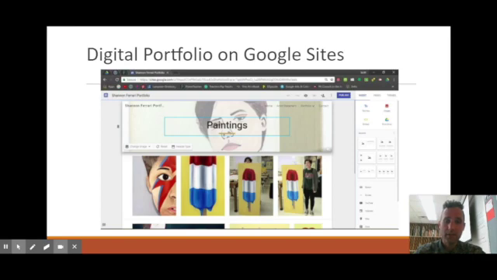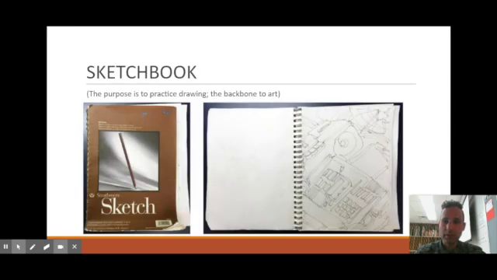And so by the time they're finished, if they've taken clay and sculpture and jewelry and metals and art survey, fine art, advanced art, they would have all of that artwork within their Google site. And so it will all add up and accumulate throughout their high school career.